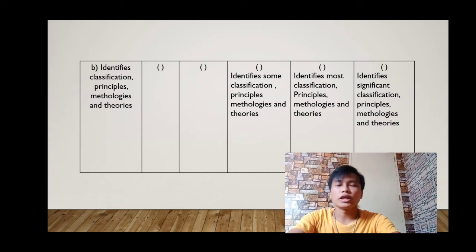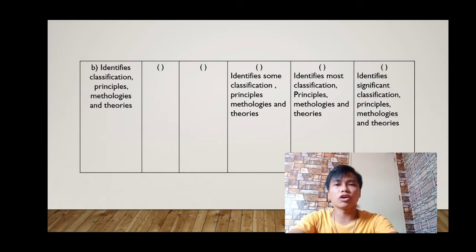So like the example earlier, the example of this is when the students do a task, they recognize or they identify the classification of some contents or some category, or they identify the methodologies or the theories of this. So next is competent, which is the students identify significant classification, principles, methodologies, and theories.